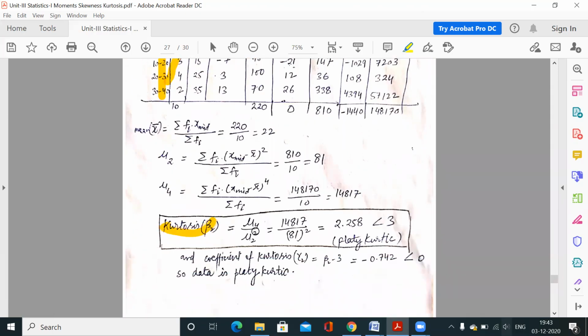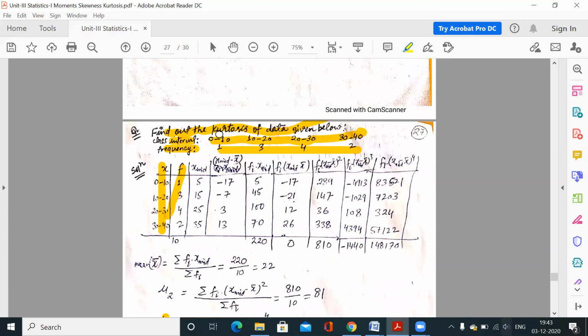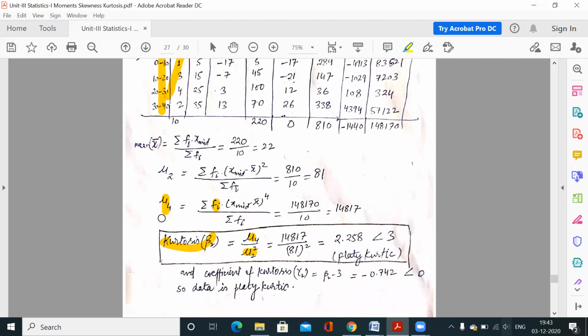Kurtosis is beta 2, which is mu4 by mu2 square. So we need to calculate the fourth central moment and second central moment. Clear? And what is the fourth central moment? Mu4 is summation Fi times x, because this is a continuous distribution. So for a continuous distribution, mu4 is summation Fi (x mid minus x bar) to the power 4, divided by summation Fi. So we have to calculate this.